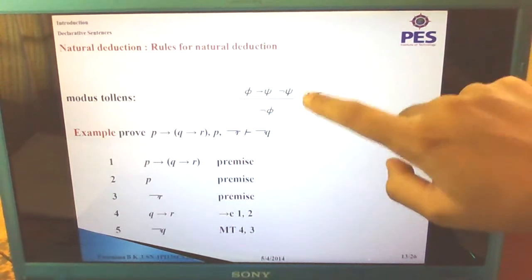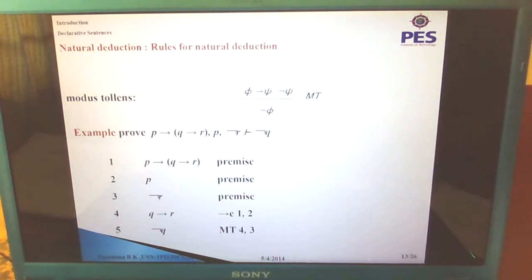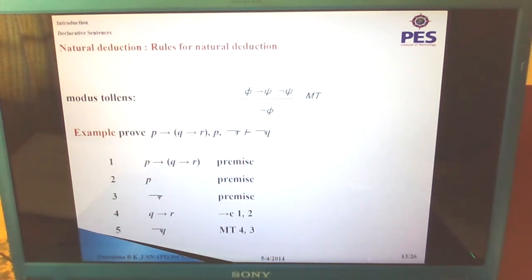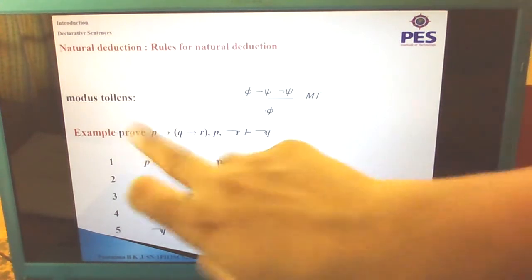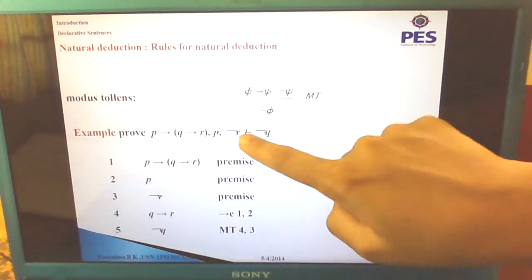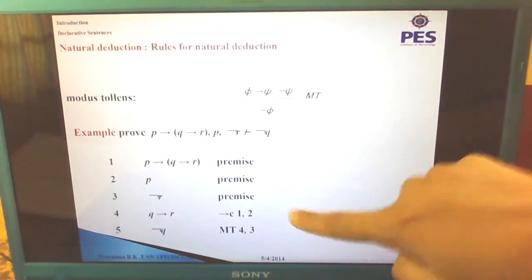This is the formula for modus tollens. Considering an example, we are more familiar with the use of modus tollens, modus ponens and so on. Here p implies q implies r, and p and negation of r are the three given premises. We have to conclude that negation of q is also true.